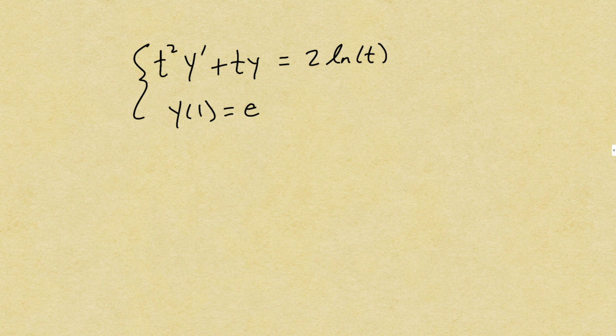We also want to think of who is our independent and who is our dependent variable. Our independent variable is t, and our dependent variable is y. The dependent variable always has the derivatives.